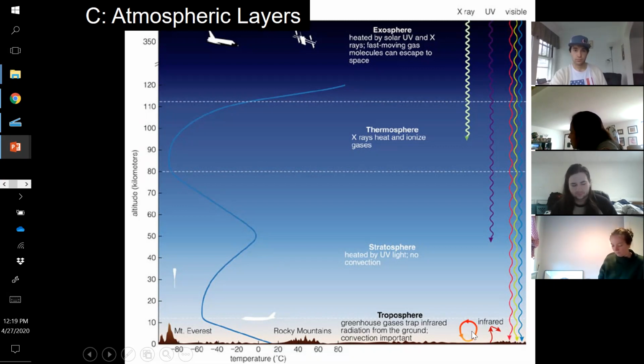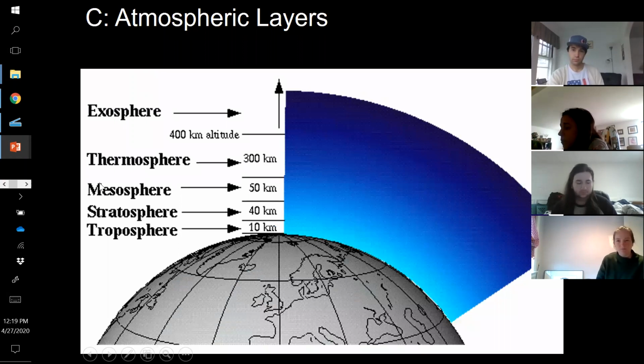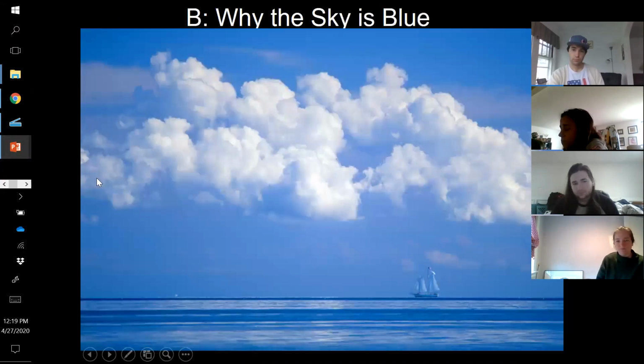That means our troposphere is not being heated by visible light. It's being heated by infrared light coming from below. And the types of gases that are responsible for doing this are called greenhouse gases. They're particular gases that are good at absorbing infrared light.